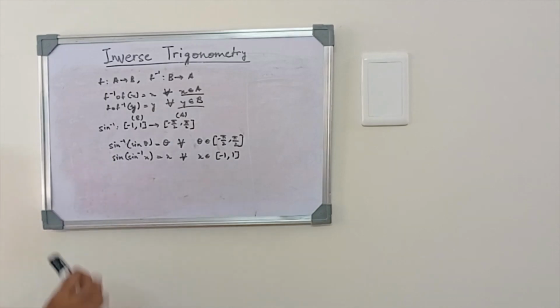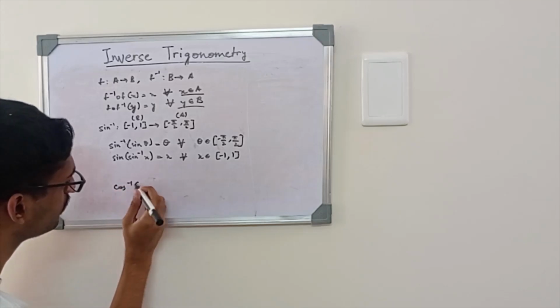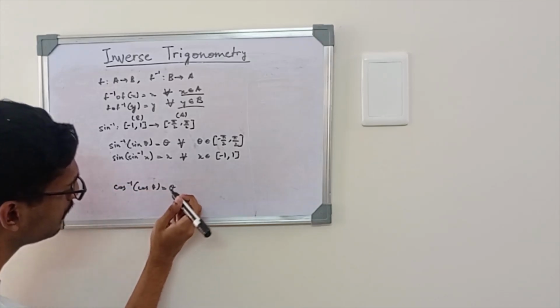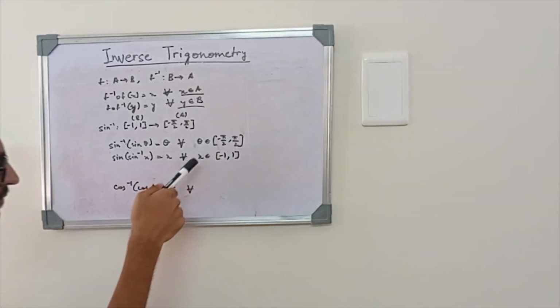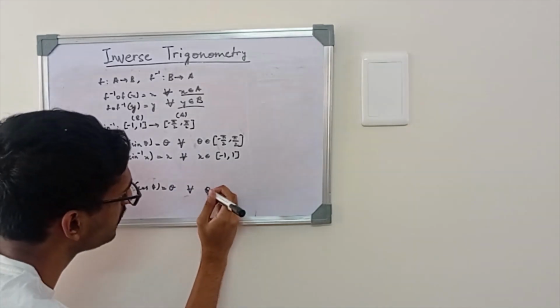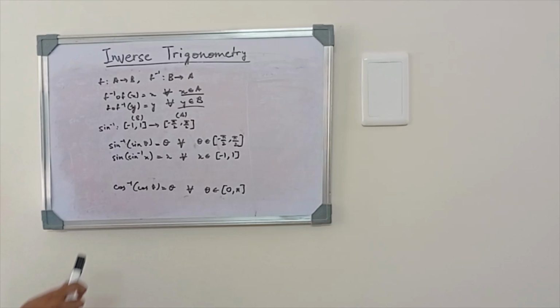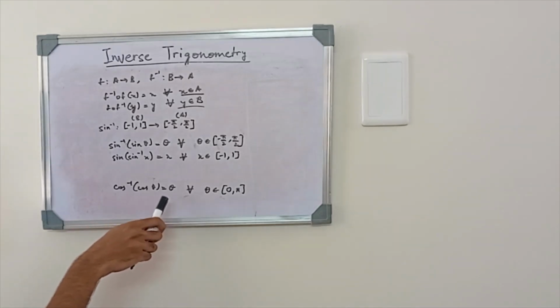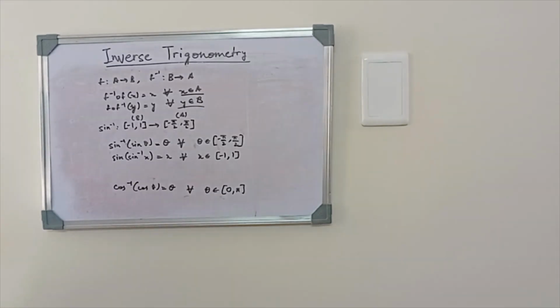This identity, sine inverse of sine theta, can be generalized for all the other inverse trigonometric functions. So you can say cos inverse of cos theta is equal to theta. But in this case, the range of theta for which it will be valid is the principal value branch of cos inverse, which we have defined earlier. So theta must be between 0 to pi. Similarly, tan inverse of tan theta equals theta only when theta belongs to tan inverse's principal value branch, and so on and so forth.